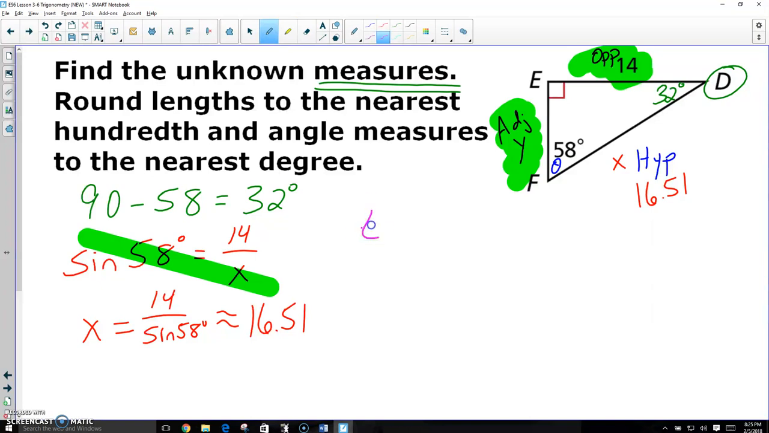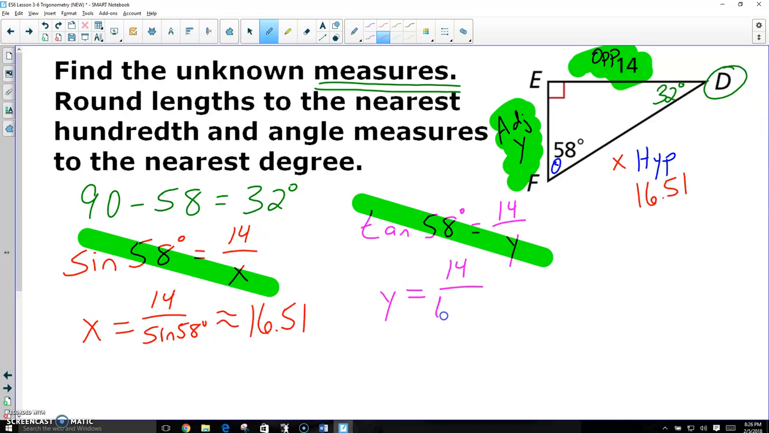So we would say the tangent of 58 degrees, because that's where I still put my theta, is equal to, SOHCAHTOA. TOA is opposite over adjacent, so we put 14 over y. Now just like the sine one, my variable is on bottom. If the variable's on bottom, we swap them. So y is equal to 14 divided by the tangent of 58.